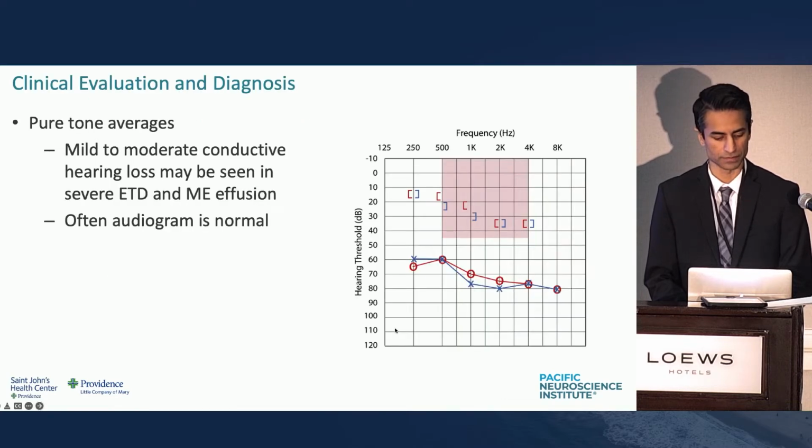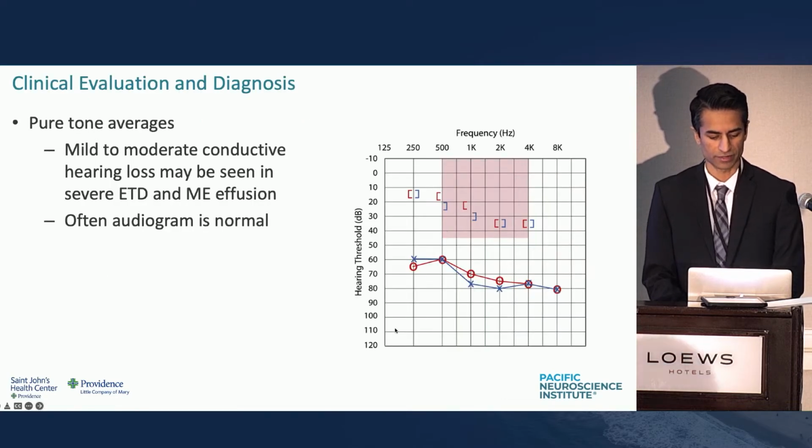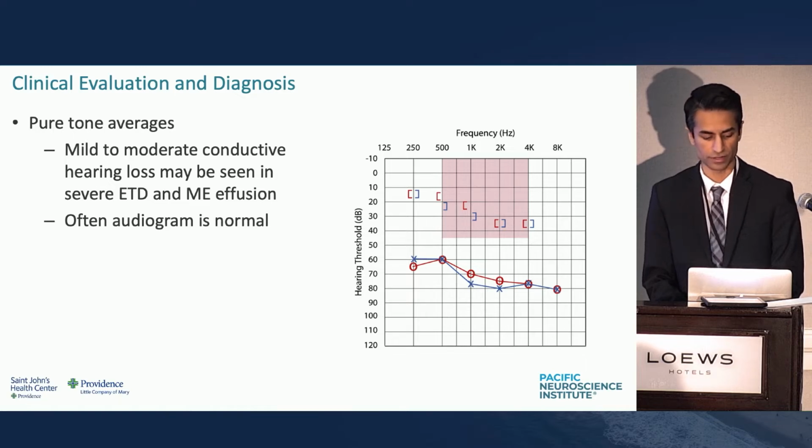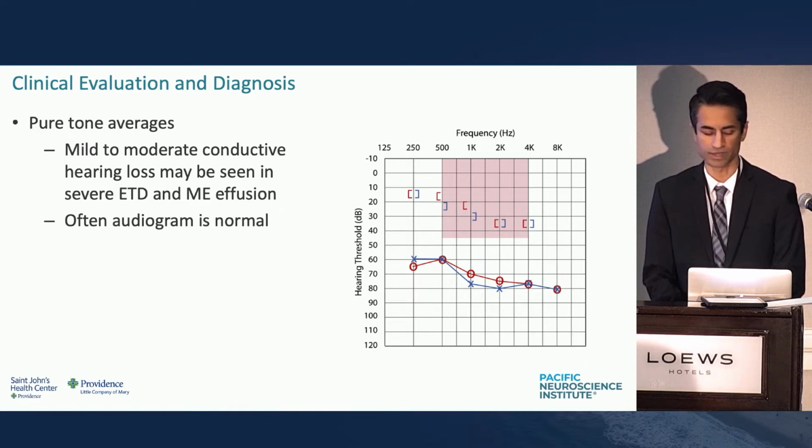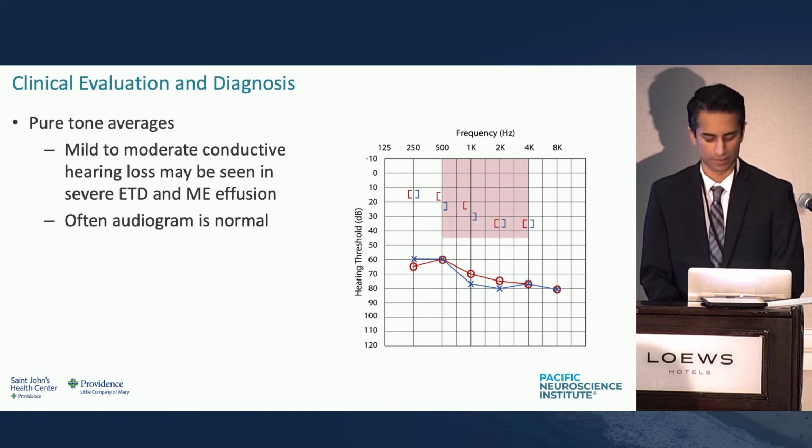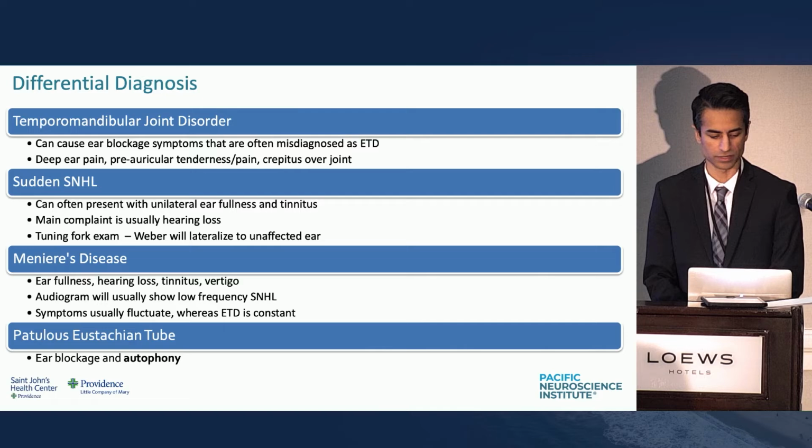And then type C is when there's a negative pressure, and that's what we see with eustachian tube dysfunction. We'll also get pure tone averages when we do our hearing tests, and sometimes you'll see a mild to moderate conductive hearing loss, and that's usually in very severe eustachian tube dysfunction, or definitely if they have a middle ear effusion. But oftentimes the pure tone averages will be normal in patients with eustachian tube dysfunction.